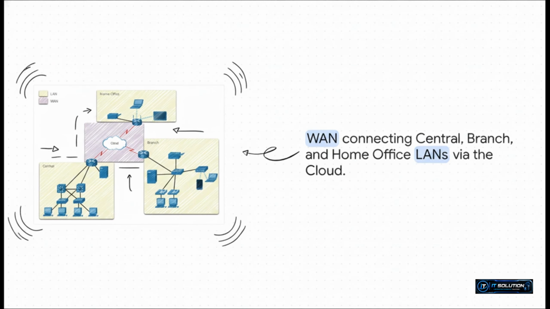Let's look at how this functions in practice. We basically have these isolated islands of high-speed connectivity: a central office LAN, a branch office LAN, and a home office LAN. The WAN, which is represented by that cloud in the middle, physically ties these separated LANs together. By utilizing telecommunications links, a WAN allows for remote communication so that an employee sitting in their home office can access the central servers just as seamlessly as if they were sitting at a desk in the main building.